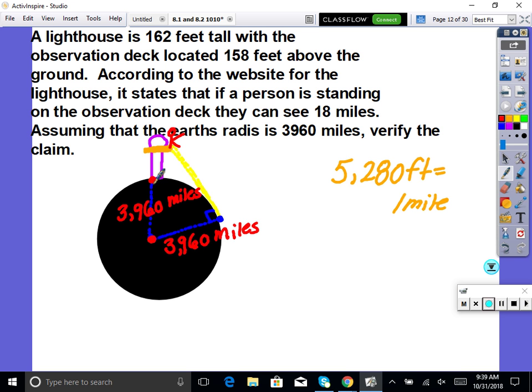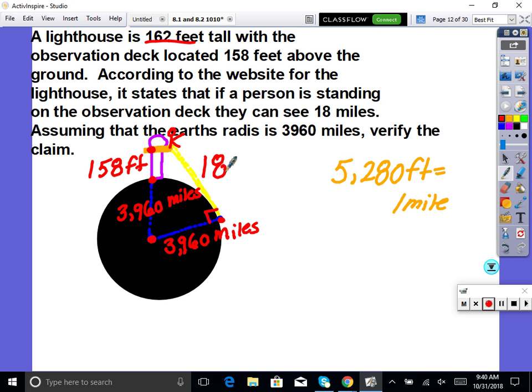Now it says from here to the observation deck. That's the important part, right? So this 162 is just kind of extra information. From here to the observation deck is 158 feet. So now, don't I have a right triangle? Yeah. Now notice, one thing to know, everyone, the right angle will always be at the point of observation that they're looking at from afar. So from the radius to the point of observation will always be the 90-degree angle here. Okay, now it says they can see out 18 miles, so this is 18. So there isn't even any unknowns, is there?